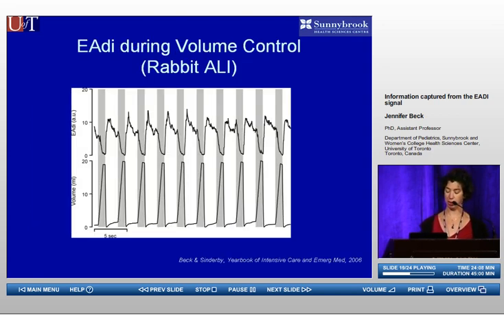This is an interesting graph. It shows a rabbit with an acute lung injury breathing on the volume control mode. The top panel is the diaphragm electrical activity, and on the bottom panel is the volume. And what we've done is we have put gray bars over the assist period, so when the ventilator is delivering the assist. And I think that you'll see that something looks completely backwards here.